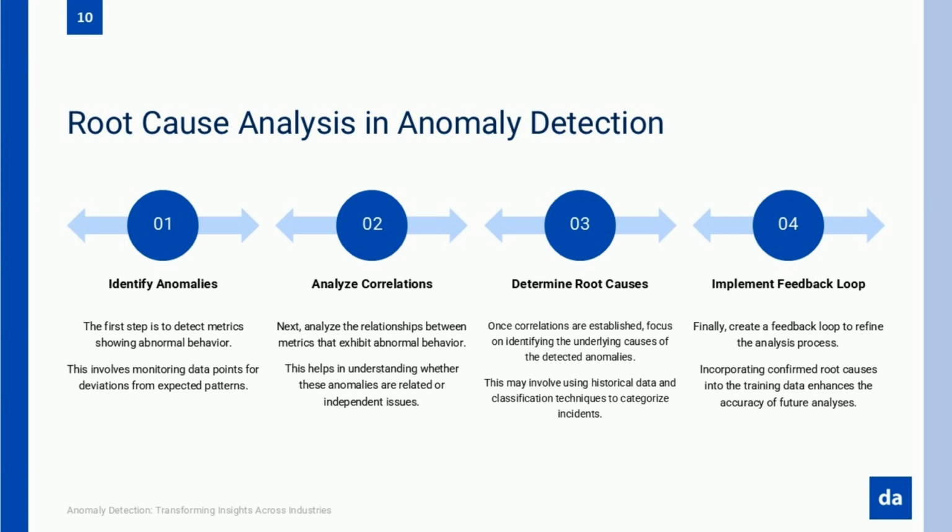Beyond the immediate operational benefits, effective root cause analysis creates a valuable feedback loop for the entire anomaly detection system. As engineers confirm or correct the suggested root causes, this information can be fed back into the training data for supervised classification approaches, continuously improving future analysis. This creates a virtuous cycle where the system becomes increasingly accurate over time.